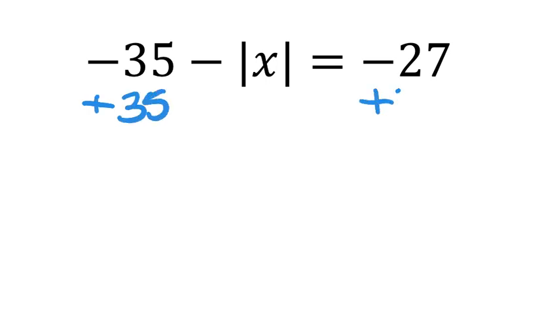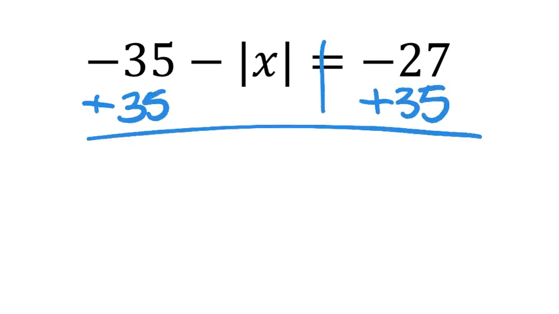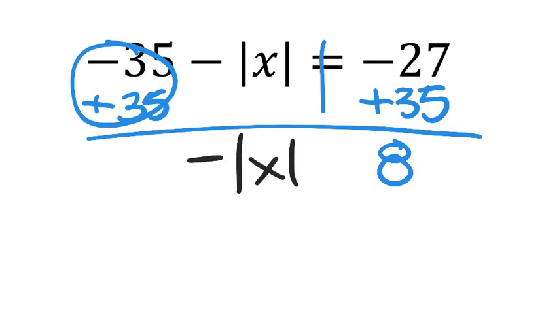Okay, plus 35 to both sides. That's nice. Gonna zero that out. Negative 27 plus 35 is 8, and that's positive 8. So now the negative absolute value of x equals 8.